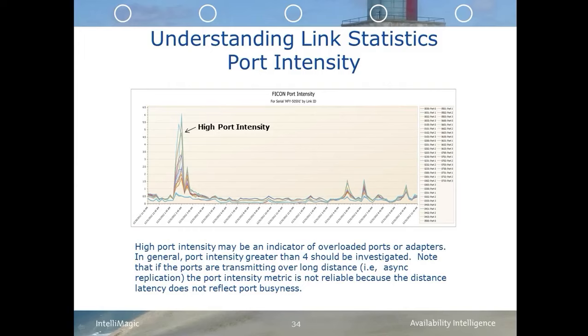High port intensity likely means that the host adapters are becoming saturated. As a rule of thumb, port intensity greater than 4 could indicate that more host adapter resources are needed. However, for ports that operate at a distance, such as those used for async replication, this metric is not so useful. That is because the distance latency does not reflect time that the host adapter is actually busy. Thus, you could have a false positive if you rely on the port intensity metric in that situation.